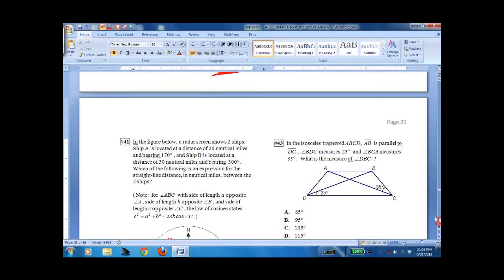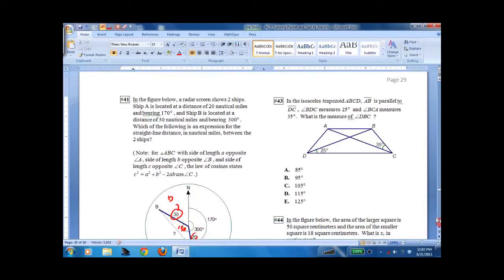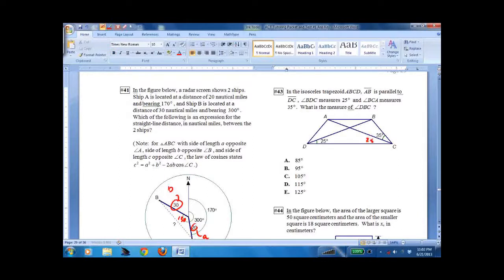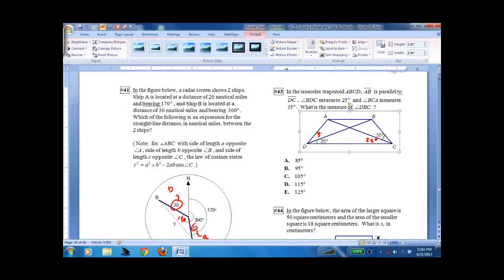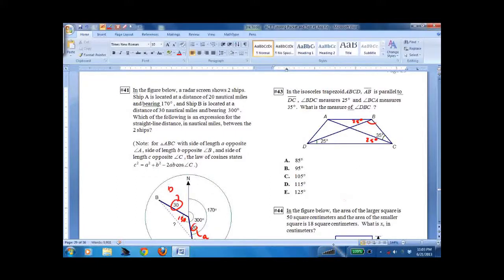In the isosceles trapezoid, that is the big word here, isosceles trapezoid, meaning I can put 25 degrees here and 35 degrees here. And it's a trapezoid, I can also put 25 degrees up here. What's the measure of DBC? So I'm going to erase this because it's extraneous information. It's in the way. We want this one over here.